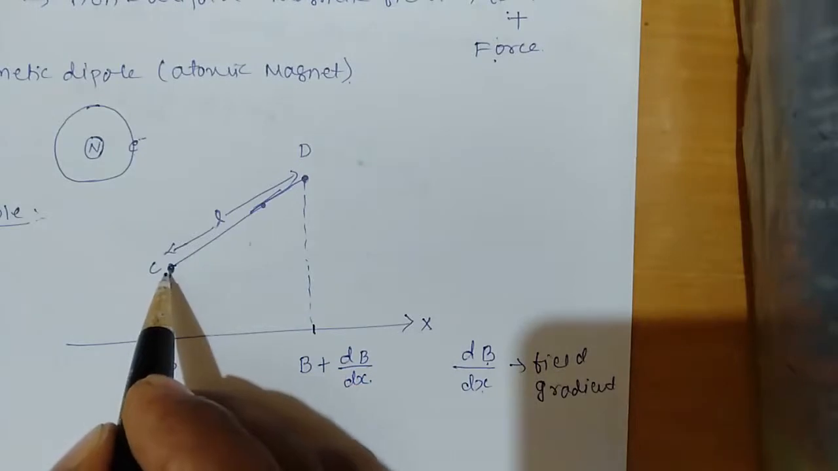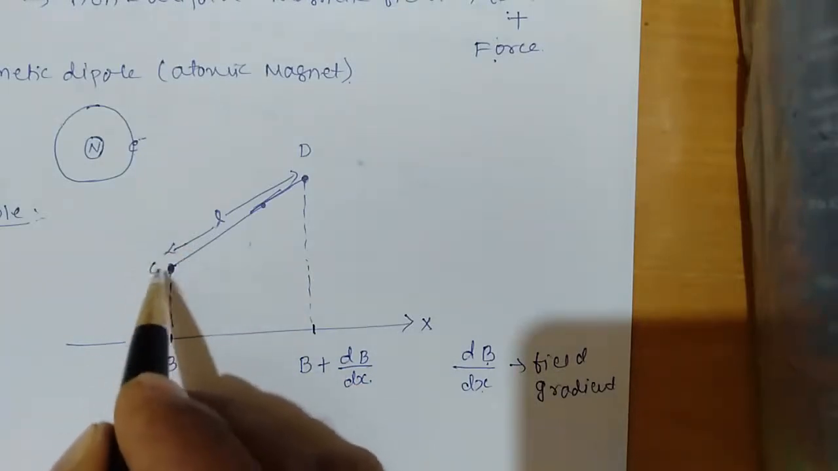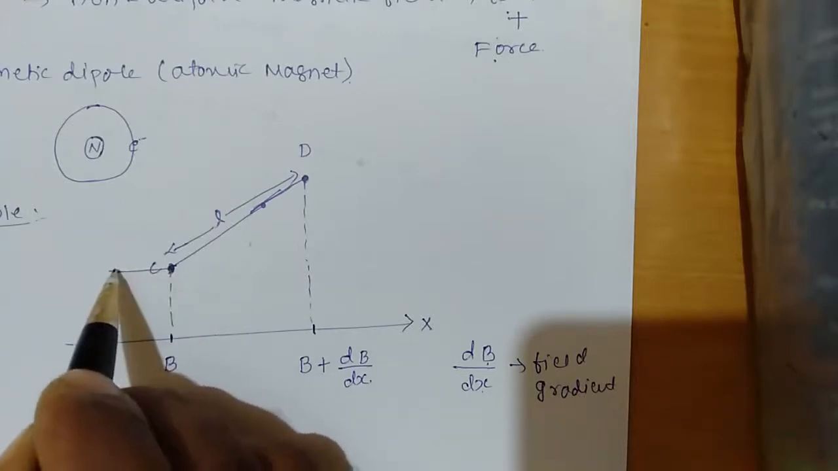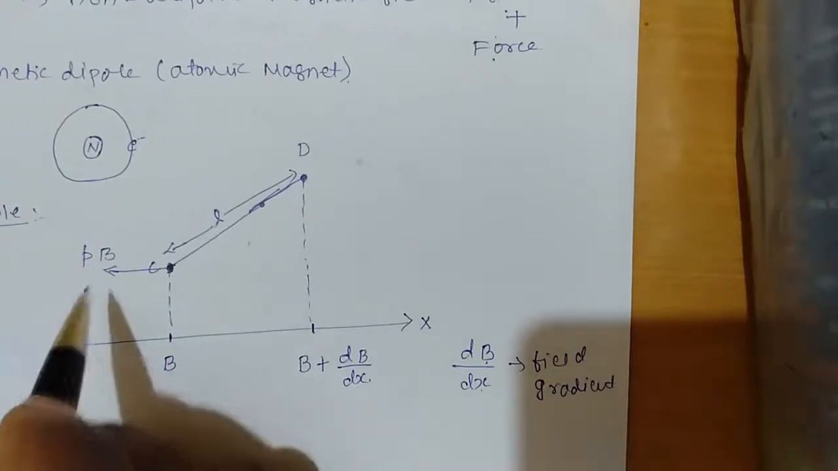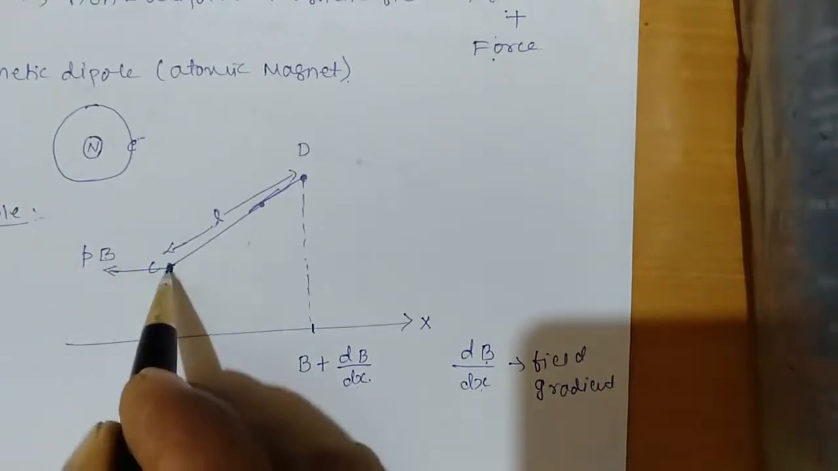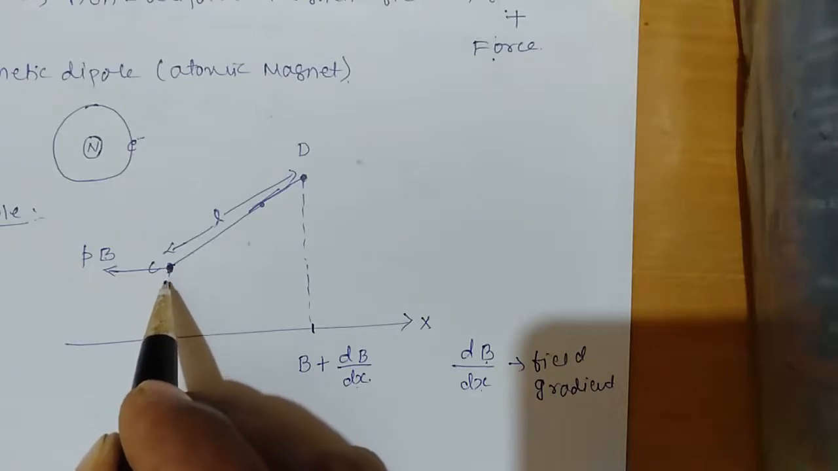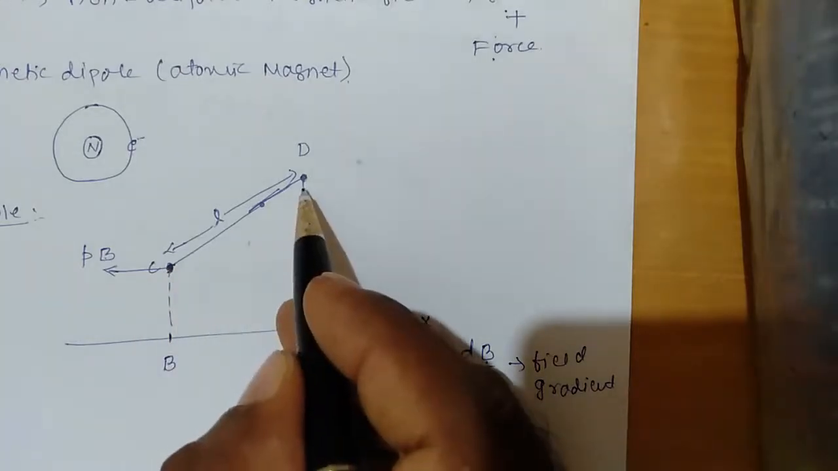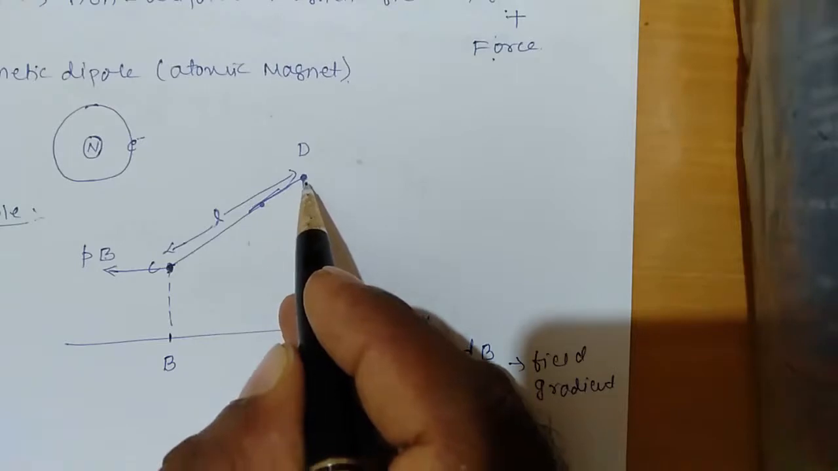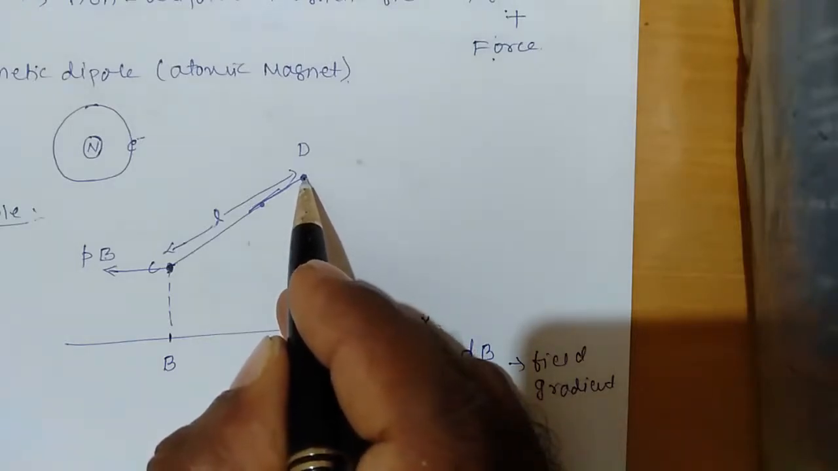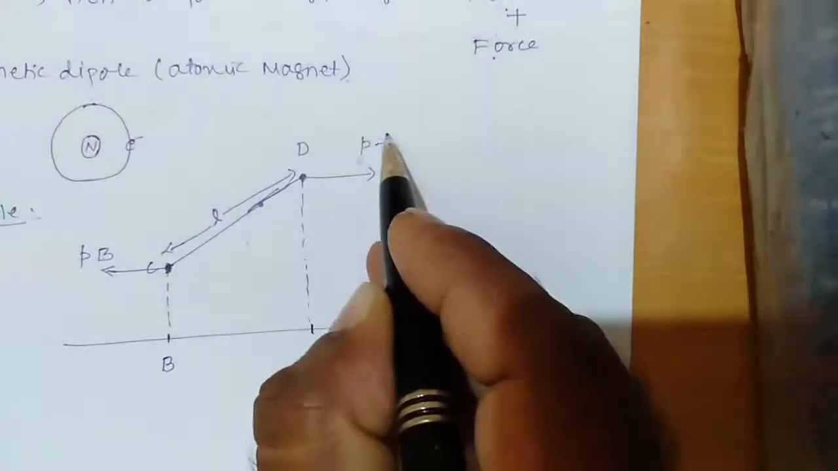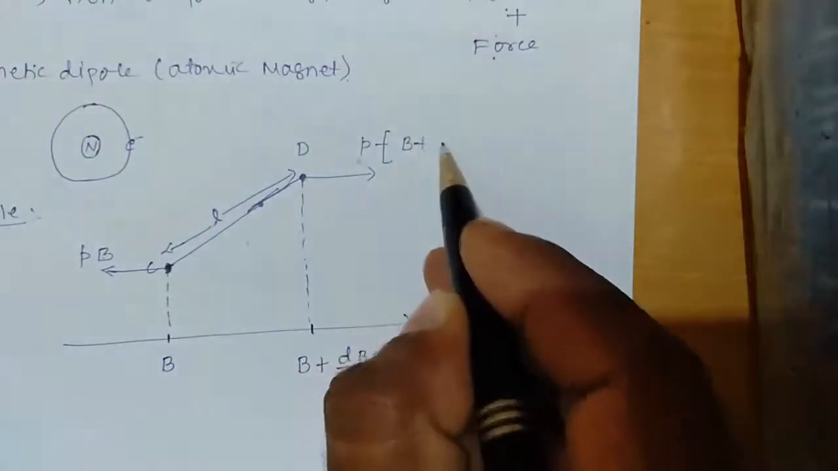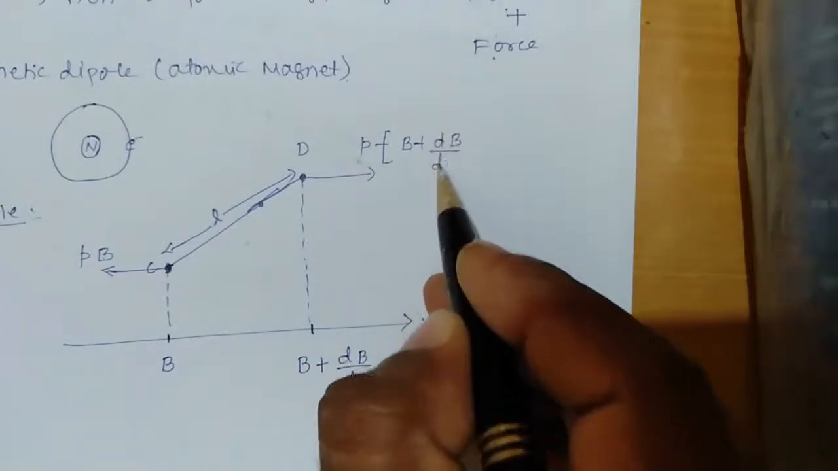Now at this particular point C, this dipole will experience a force which can be written as P into B, where P is the pole strength and B is the strength of the magnetic field at the point where one pole of the dipole is placed. And here we have the other pole of the dipole, where the force at this particular point will be P into B plus dB by dx.